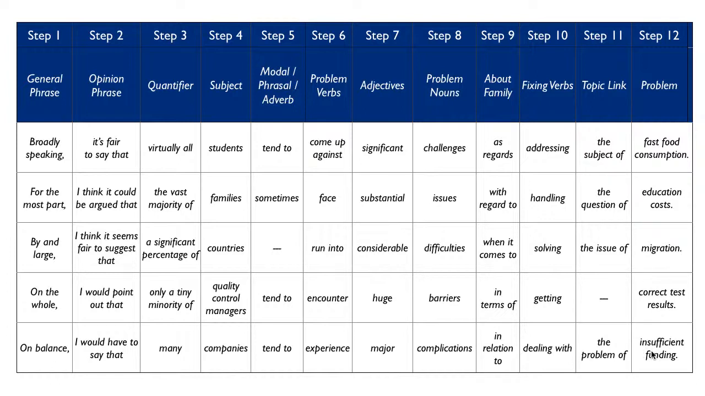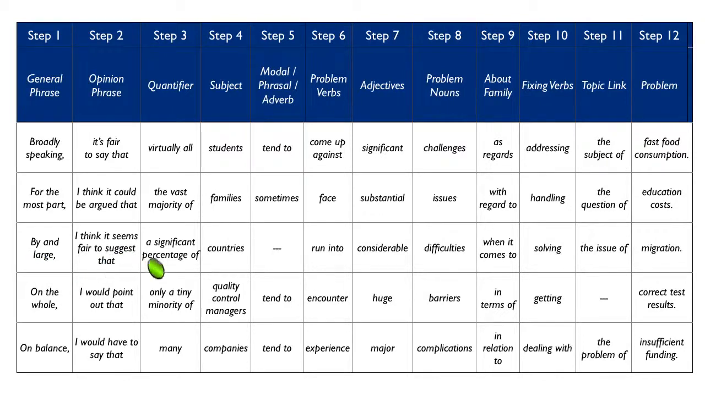Let's have a look now at what all of the sentences sound like. Broadly speaking, it's fair to say that virtually all students tend to come up against significant challenges as regards addressing the subject of fast food consumption. Next one, for the most part, I think it could be argued that the vast majority of families sometimes face substantial issues with regard to handling the question of education costs. By and large, I think it seems fair to suggest that a significant percentage of countries run into considerable difficulties when it comes to solving the issue of migration.